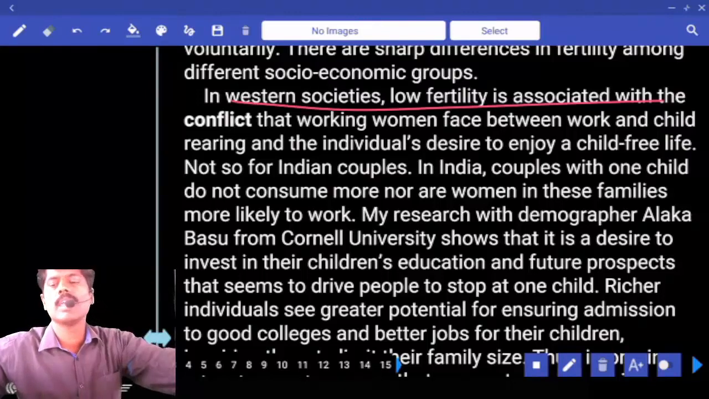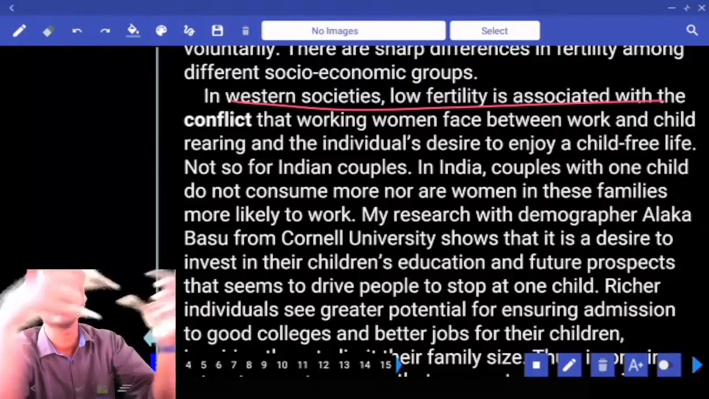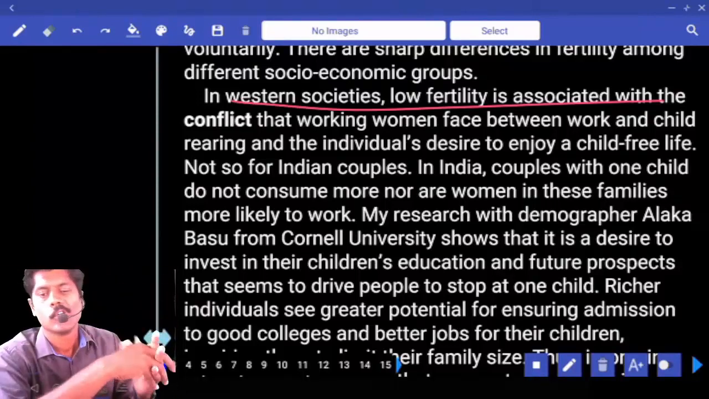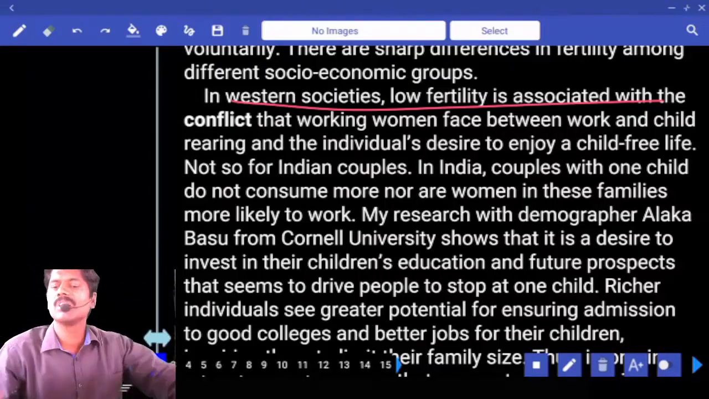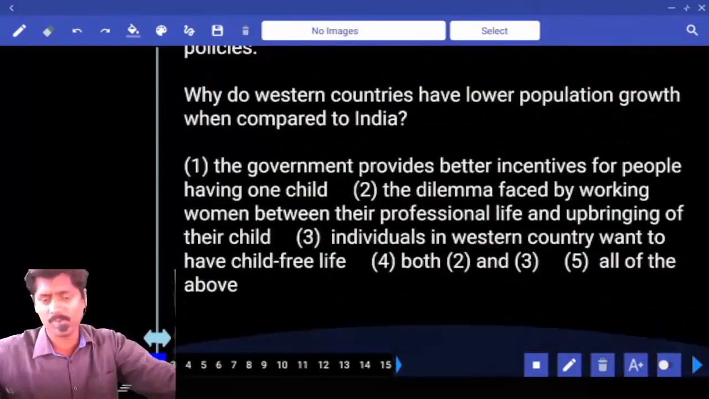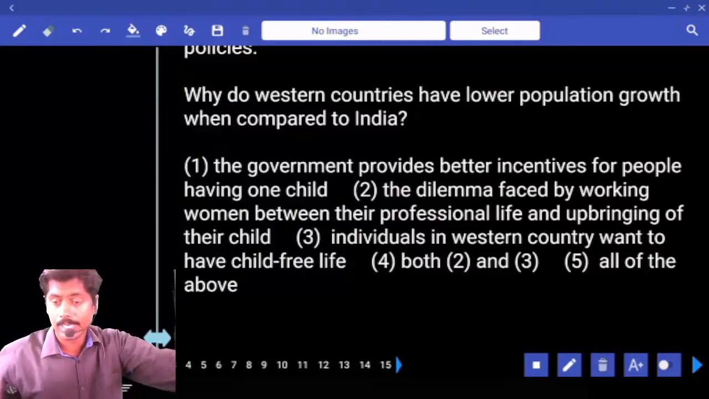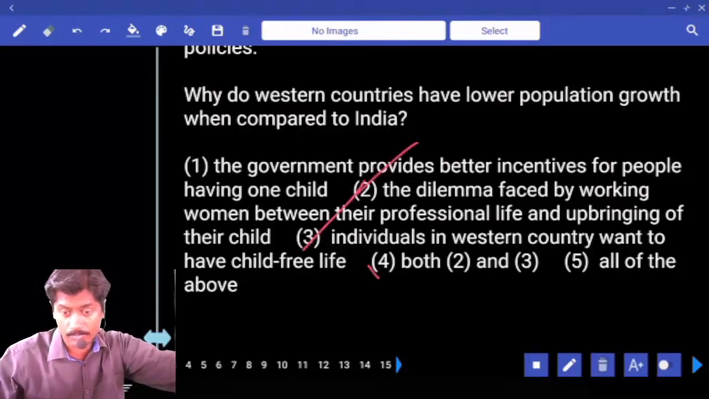So women, they have conflict. Should I work or should I take care of the child? Women are caught up in this conflict. And most of the time the individuals desire to enjoy a child-free life. They want to enjoy child-free life. They don't want children. The government provides better incentives. A dilemma faced by working women between their professional life and upbringing of the child. Yes. Individuals in Western countries want to have a child-free life. Yes. 2 and 3, fourth option.